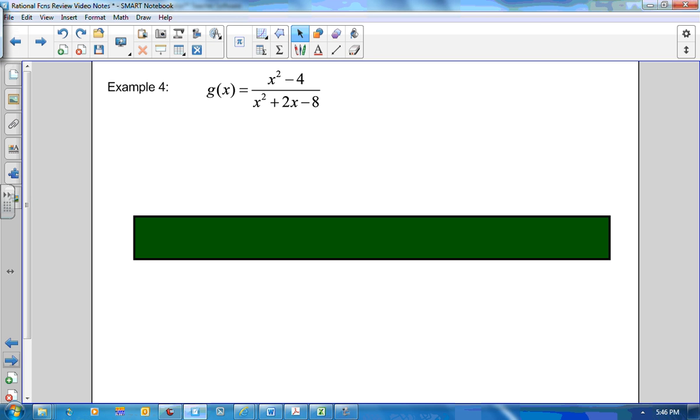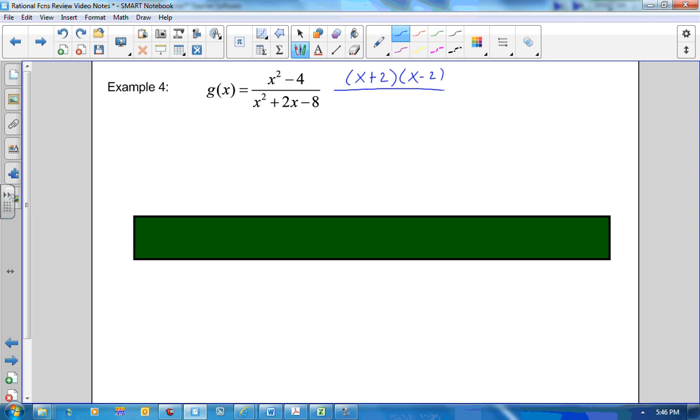In our next example, we have some factoring that we need to do. So we said that the zeros of a rational function will be the values when the numerator equals 0. So this difference of 2 squares factors into the quantity x plus 2 times the quantity x minus 2. I need to factor the denominator in case they have any factors in common. So it looks like this will be x plus 4 times the quantity x minus 2. Well, I know that the numerator will equal 0 when x equals negative 2 or positive 2, but the factor x minus 2 is a common factor, so I know I have a hole there. So x plus 2 equals 0, so x equals negative 2, and I have an x-intercept at negative 2 comma 0.